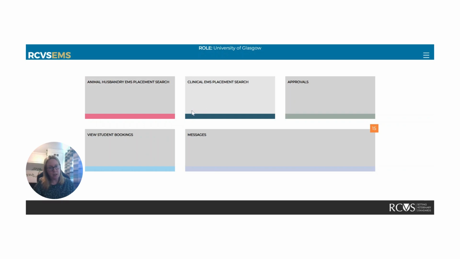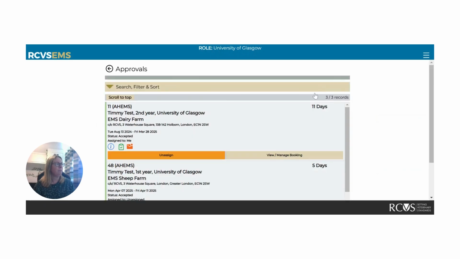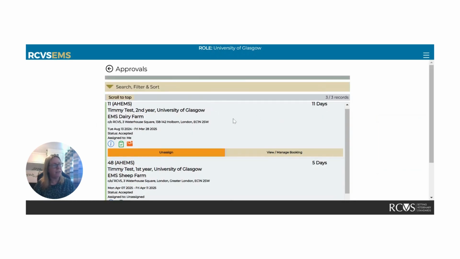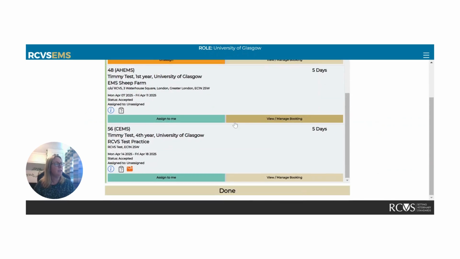So you're free to have a search for a placement yourself, or if you're sat down with a student, you can go through some placements with them. But probably more importantly to you as the tutor, we've got the approvals, viewing the student bookings, and the message columns here. So I'm just going to look at approvals to begin with. So I can see I've got various students that are waiting approval.